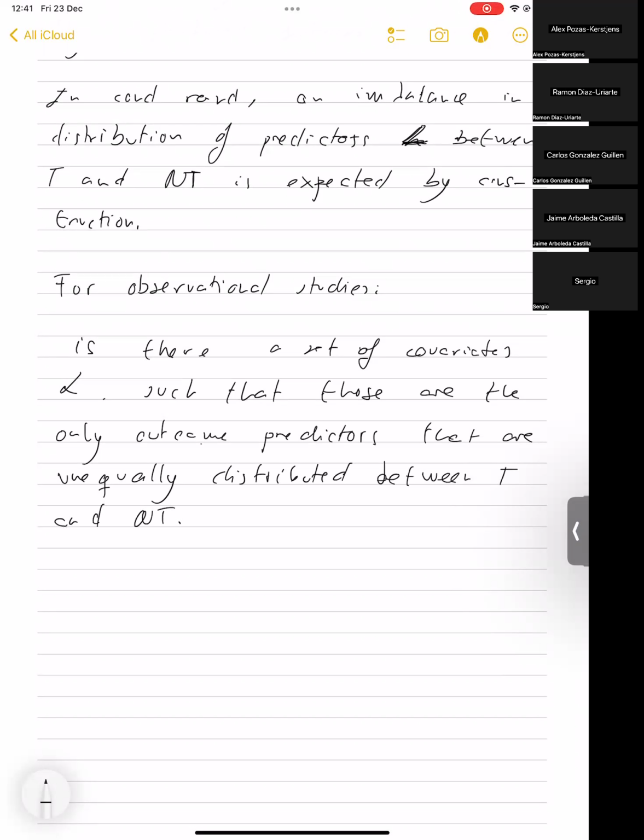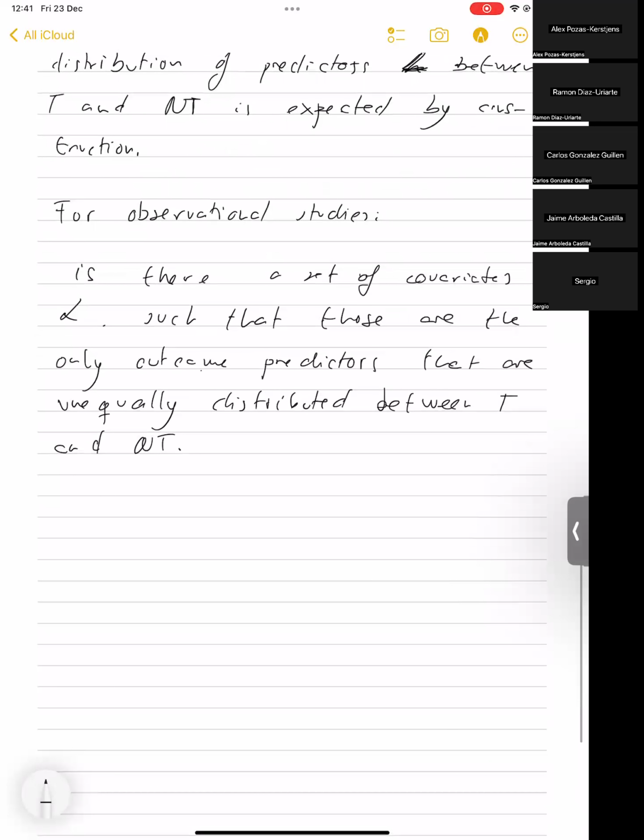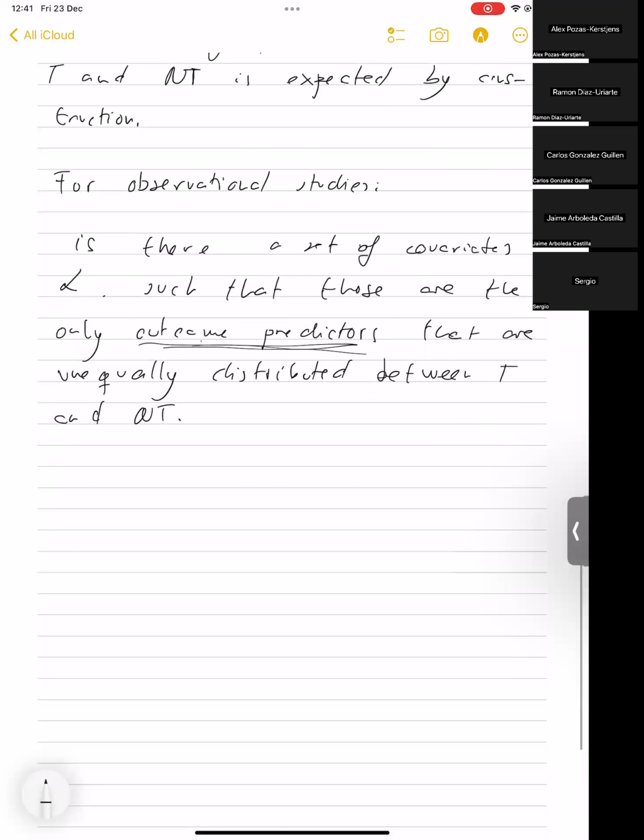If this is true, then our design resembles that of a conditionally randomized experiment, and we can do causal inference. If this is not the case, then we cannot. And the key thing here is that those have to be outcome predictors. Of course, if we have a different distribution on a variable that is not an outcome predictor, we don't care. And this is what we said before.